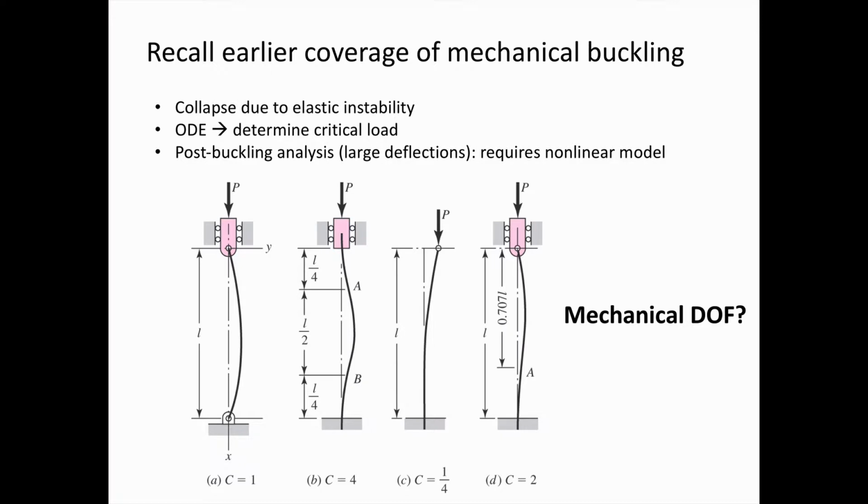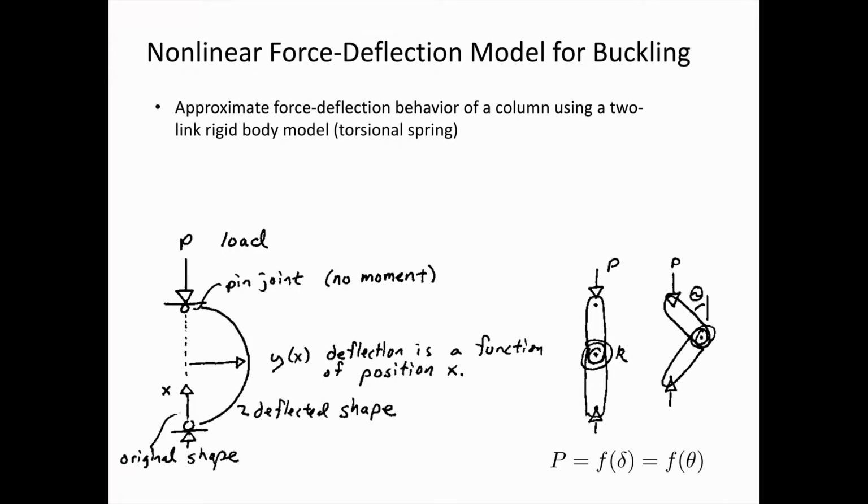And then we did a little bit with post-buckling analysis, or in other words, after we get to the critical load and the deflections are large, what happens? The ordinary differential equation was linear, and the assumptions required for that equation are violated as soon as the deflections become large. So if we wanted to find out what happens after buckling begins, we needed some kind of nonlinear model.